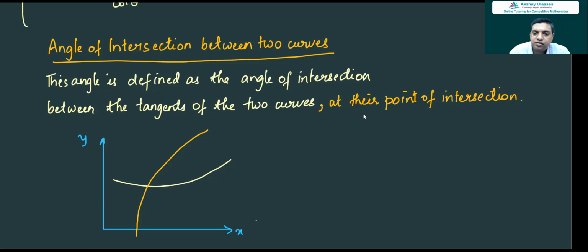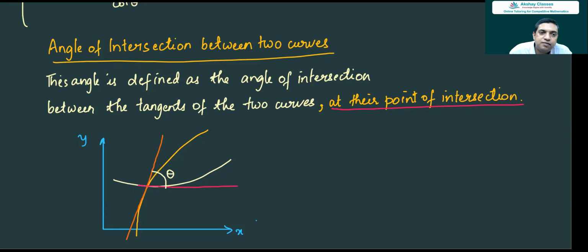This is very important. So at the point of intersection, let's draw tangents. This is tangent to the first curve, and this is tangent to the second curve. Now the angle between these two is the angle between the curves.